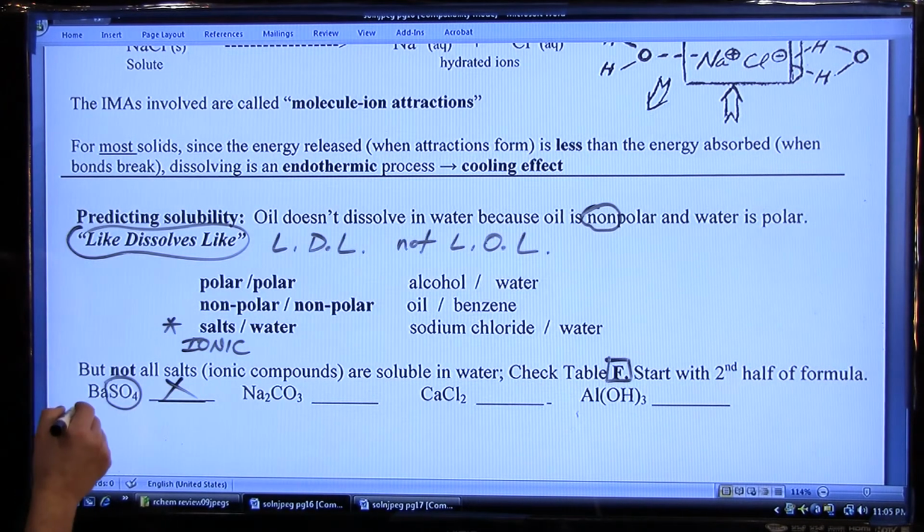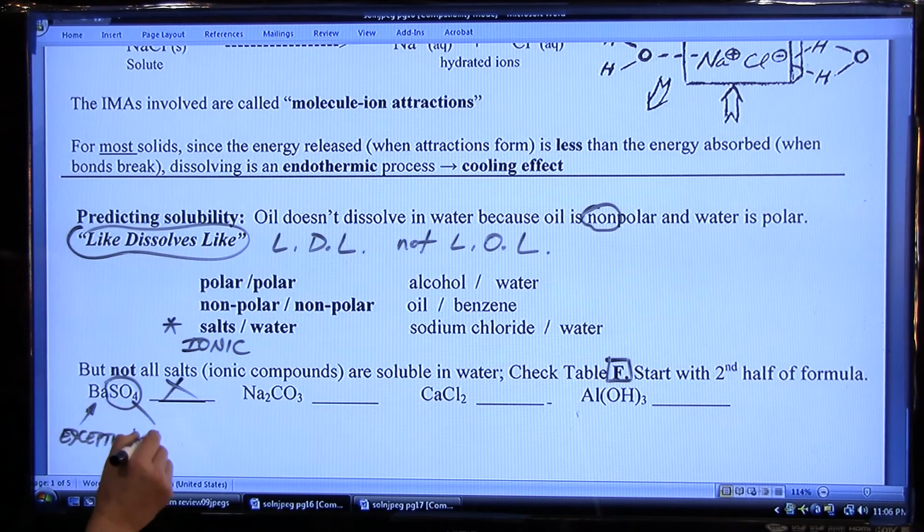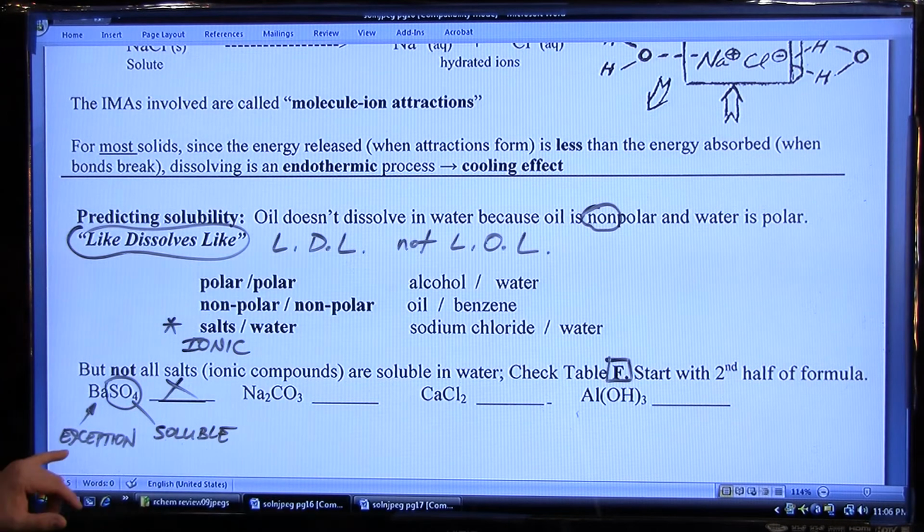I'll say it again. Because Ba is an exception to a sulfate that ordinarily would be soluble, you can think of this exception as not soluble.